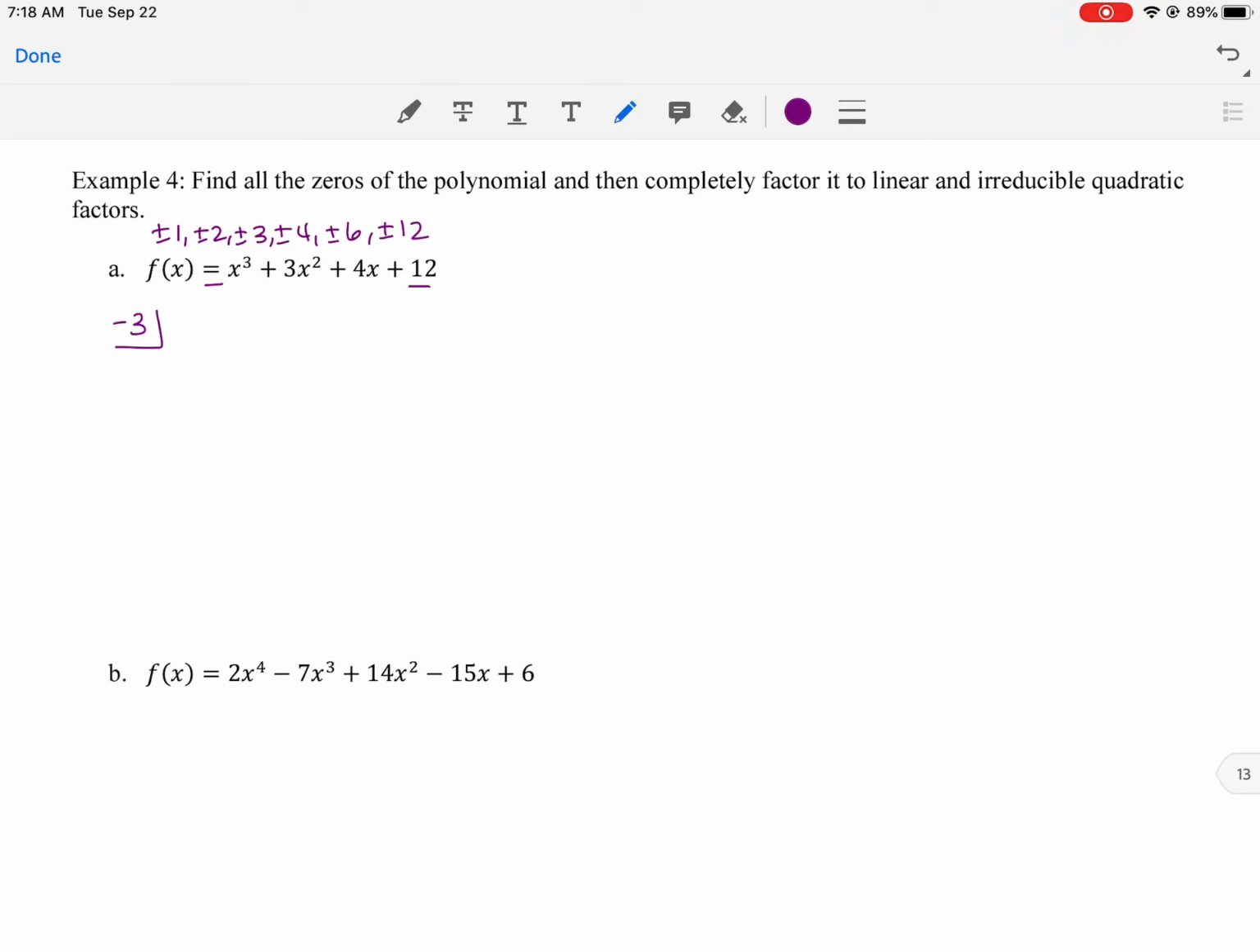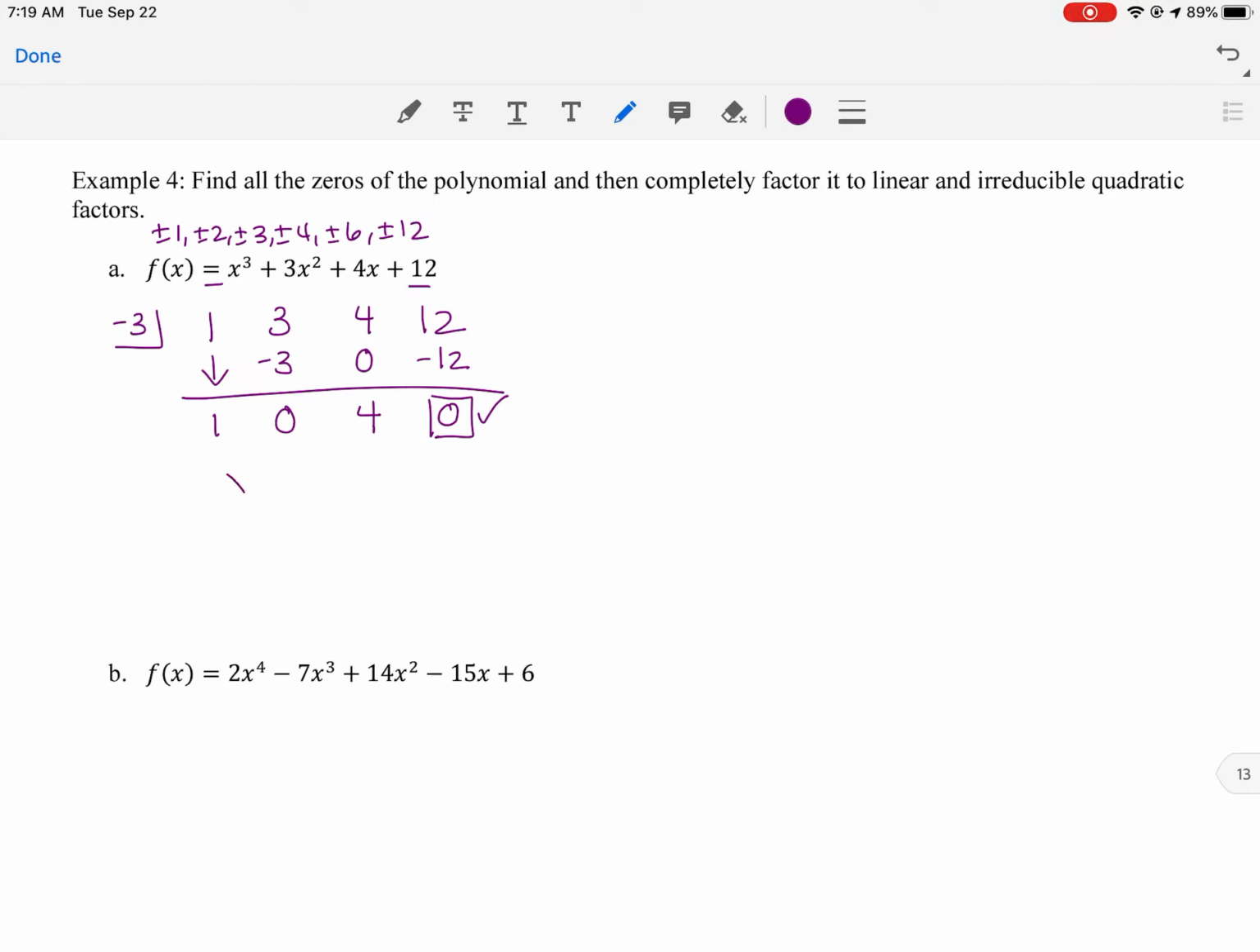So going back to our synthetic division like we did last class, we're going to write the coefficients of that polynomial. We bring down the 1. We're doing 1 times negative 3 is a negative 3. We add the column, we get 0. 0 times negative 3 is 0. We add the column, we get 4. 4 times negative 3 is negative 12. We end up with 0. That is a good sign. It means that negative 3 is actually a zero.